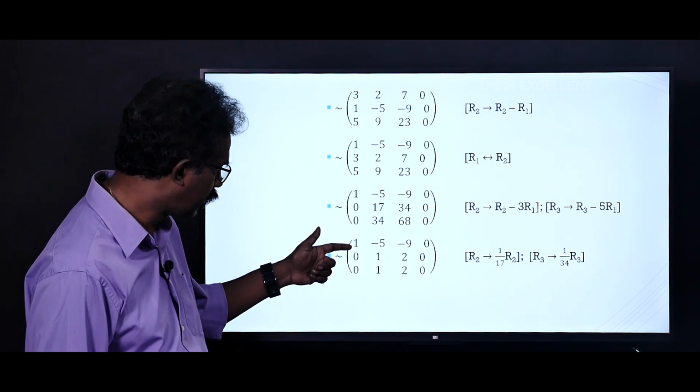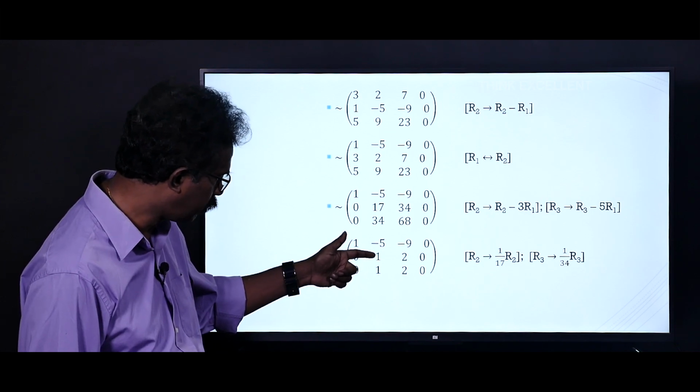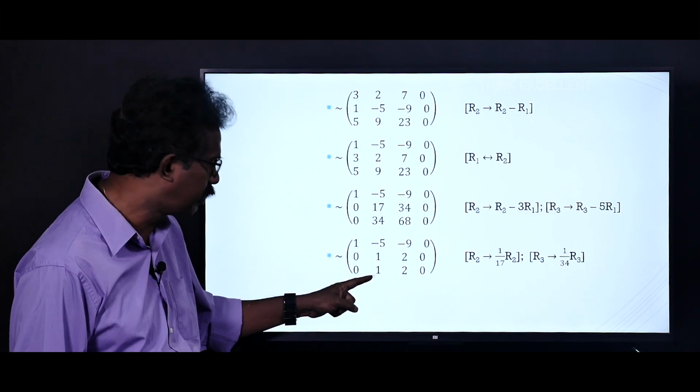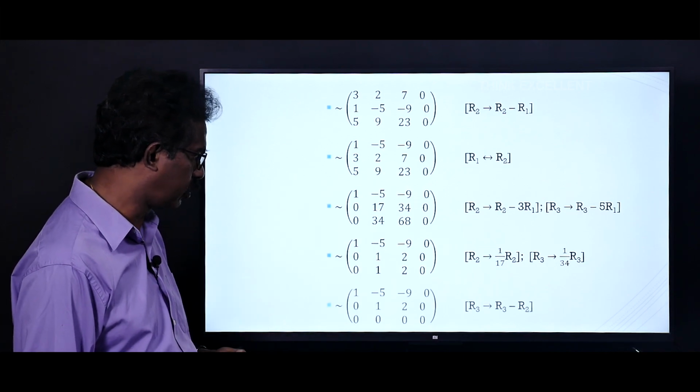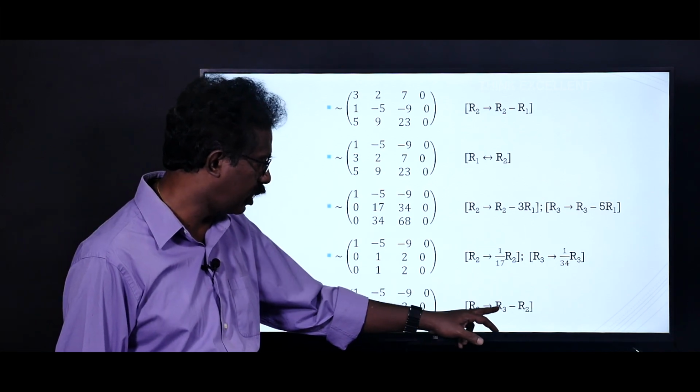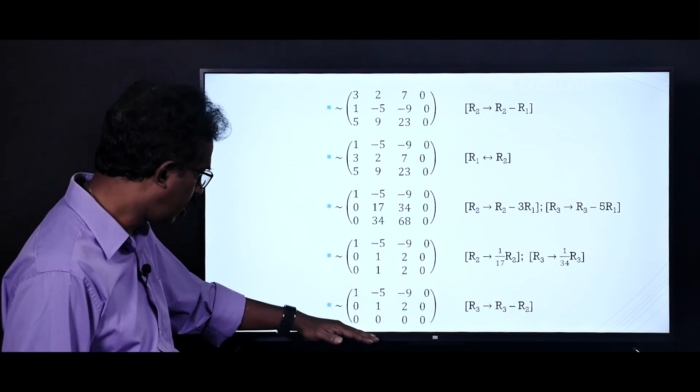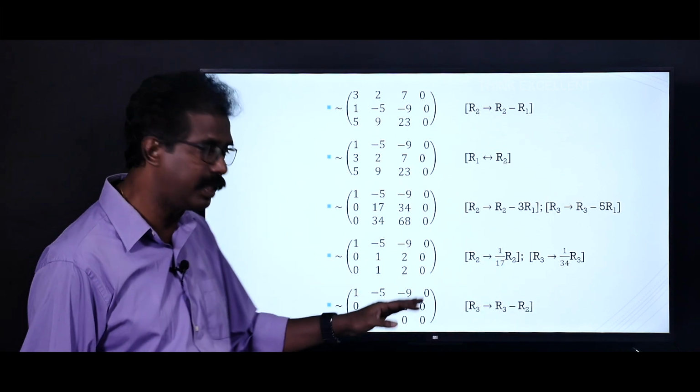First row, first element 1, below that 0. Second row, second element 1. We want to make this a 0, very simple, 1 minus 1. So R3 is R3 minus R2. So you are getting like this. Now see the last row fully 0.